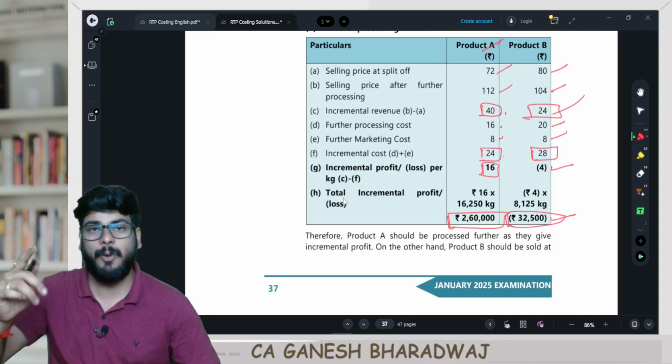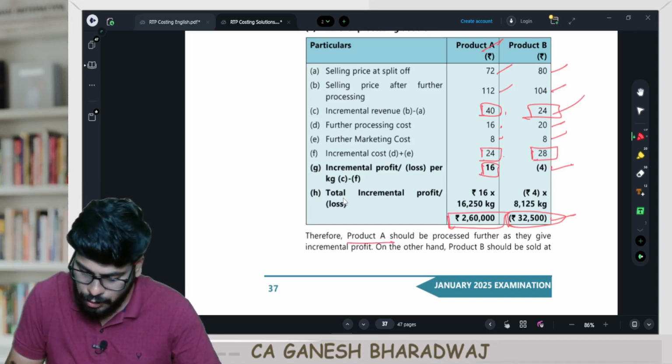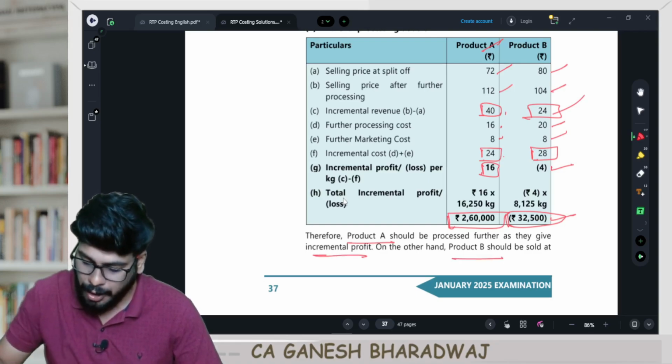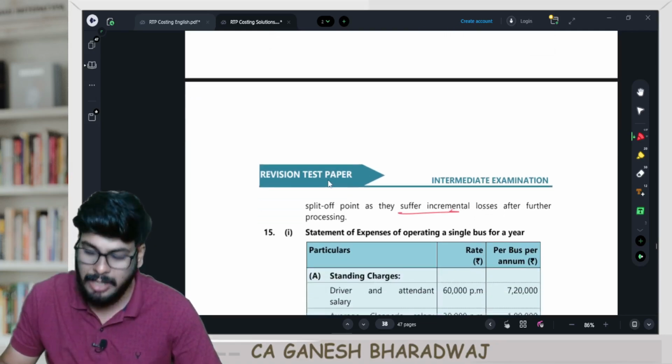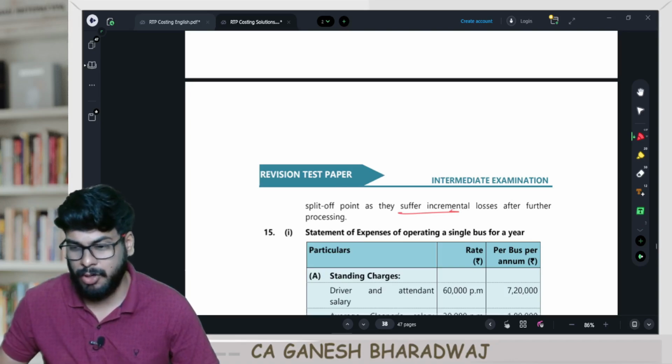You sell B at split off point, but you further process and sell product A alone. Therefore, product A should be processed further as they give an incremental profit. On the other hand, product B should be sold at the split off point as they suffer an incremental loss after further processing. Are you clear with this? That's it about this particular question.